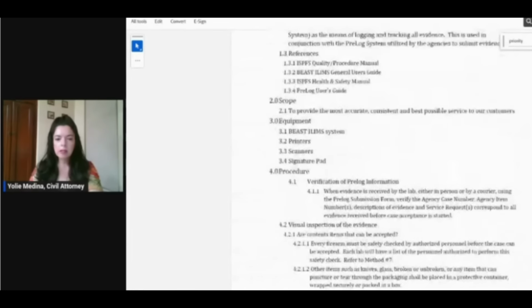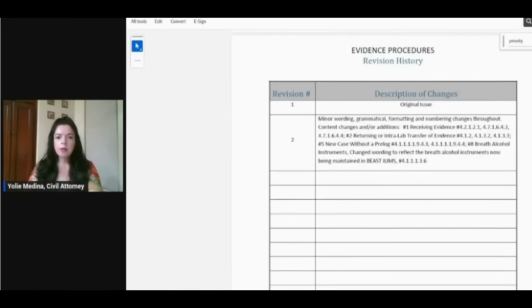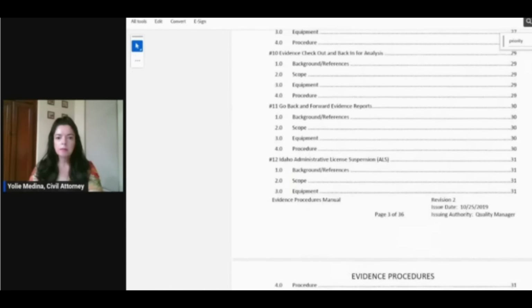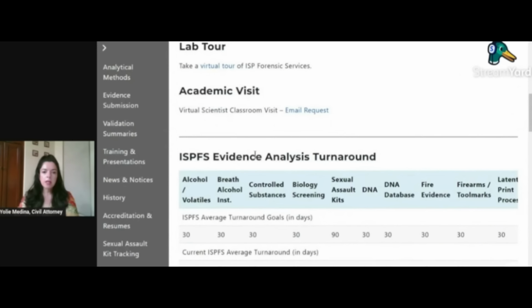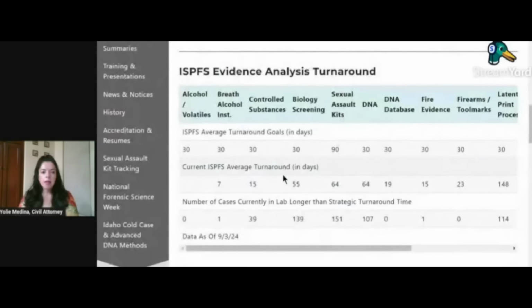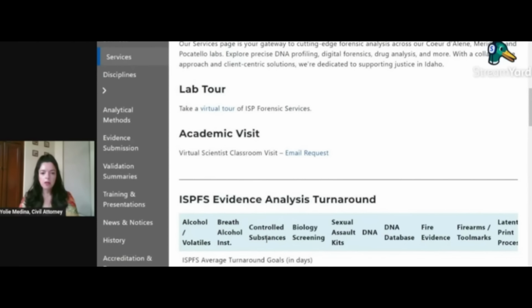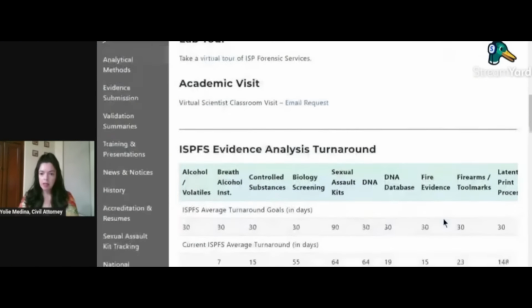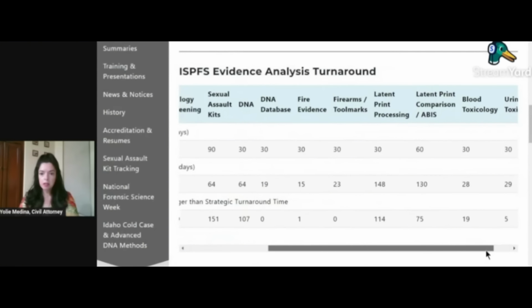Lab, and I'll put links to this in the description box. But what I found was the procedures for the Idaho State Lab. ISPFS evidence analysis turnaround, and this is from the Idaho State Police. So this is the turnaround time. And it lists the services: alcohol, volatiles, breath alcohol, controlled substance, biology screening, sexual assault kits, DNA database, and so on. And it goes to latent print comparison and urine toxicology.